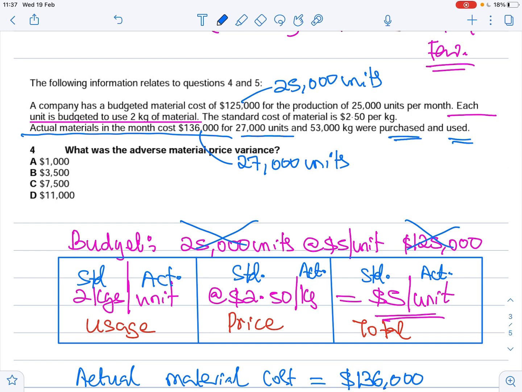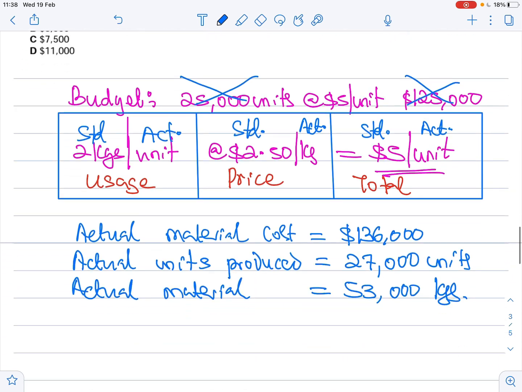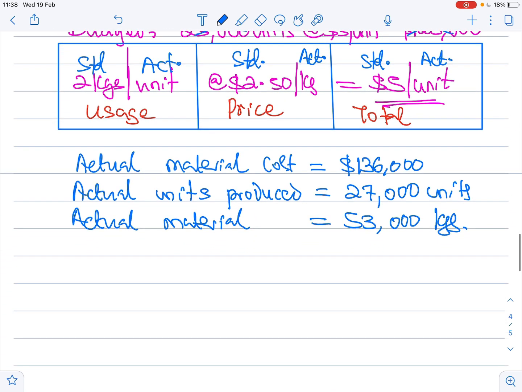And then what about these 25,000 units? That's not the actual information. The actual information is 27,000. So you see now, that $125,000 is not relevant, and 25,000 units is not relevant. So what will be the relevant information here? You need the standard and the actual information.